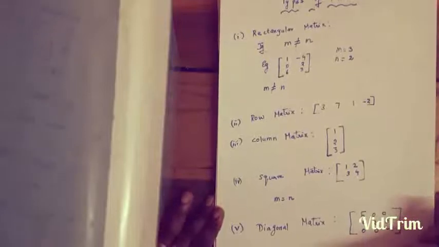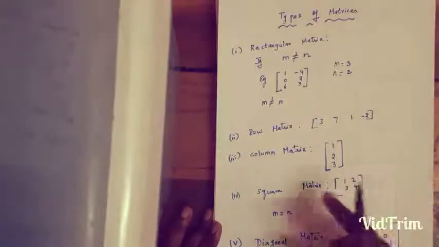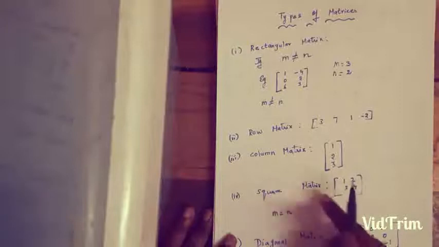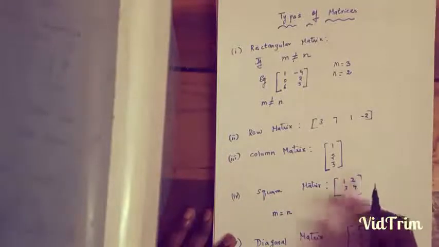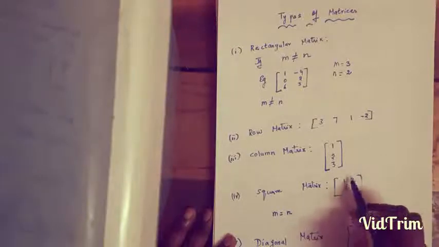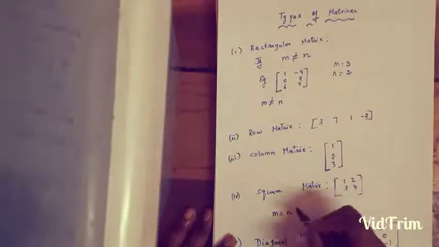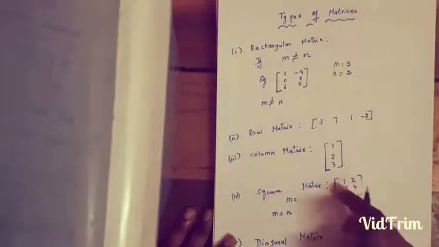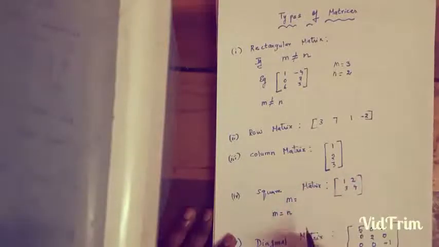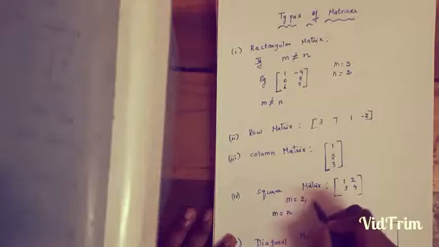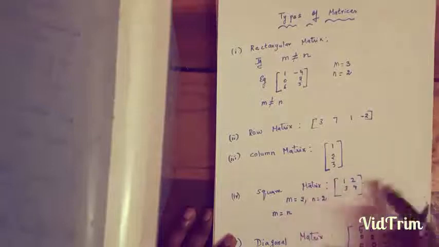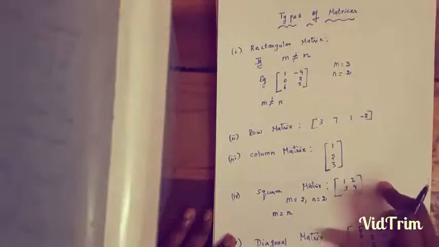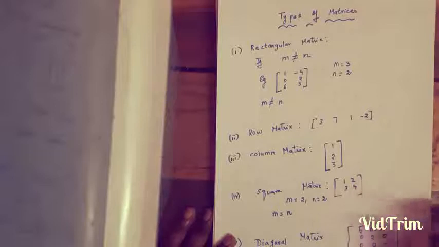The next type of matrix is the square matrix. What is a square matrix? A square matrix is a matrix in which the number of rows is equal to the number of columns. So here how many rows do you have? Excellent, 2 rows. And how many columns? 2 columns. Awesome. So you have 2 rows and 2 columns. It is called a square matrix. Okay, students, I hope you're all following.